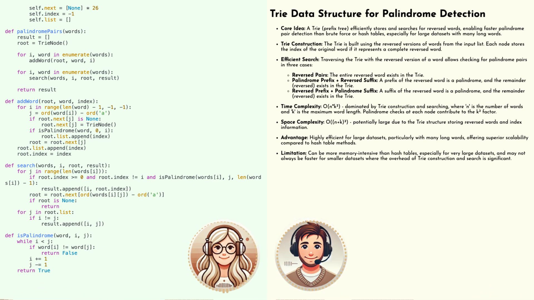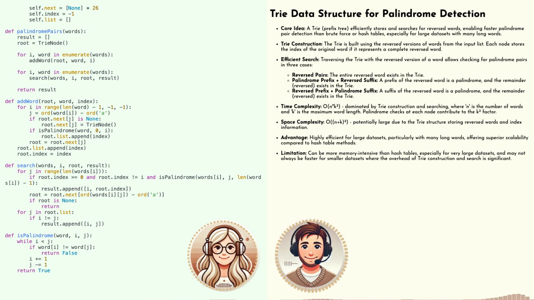And it's really efficient, especially for large data sets. The time complexity is dominated by building and searching the trie, which is O of k squared n. However, the trie can become very large, so the space complexity can be a problem.